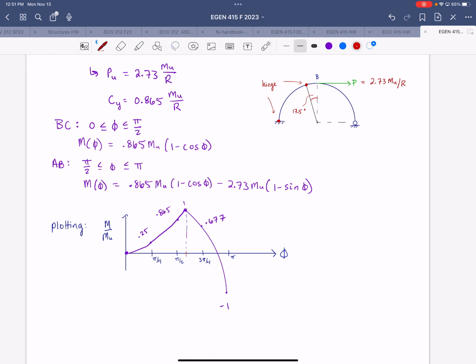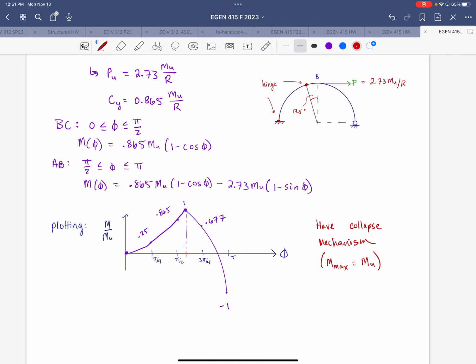All right, so the moment distribution plot confirms that nothing exceeds mu, right? So we're plotting m over mu in this case. So we have the correct collapse mechanism. Any questions?